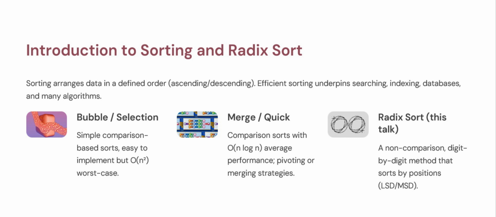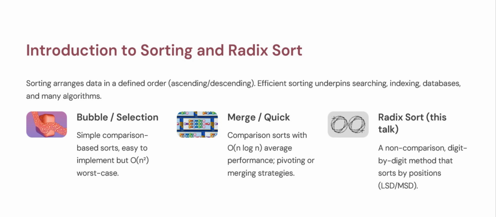First, a quick context on sorting in general. Sorting means arranging data in a defined order, either ascending or descending. It is one of the most fundamental operations in computer science because efficient sorting is what powers searching, database indexing, and countless other algorithms. We have different families of sorting algorithms.